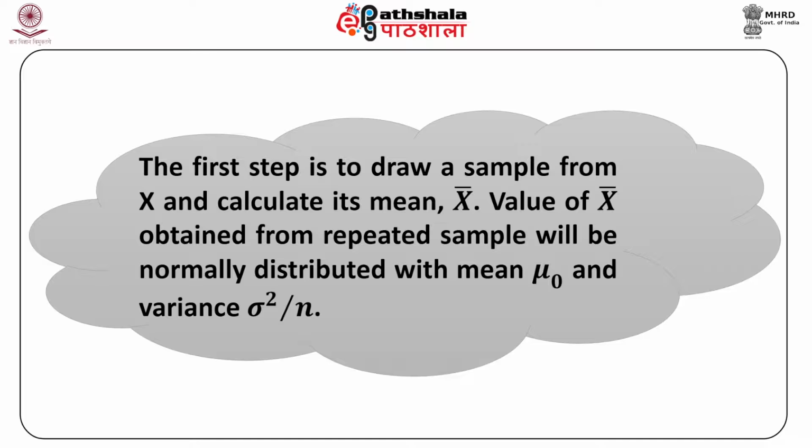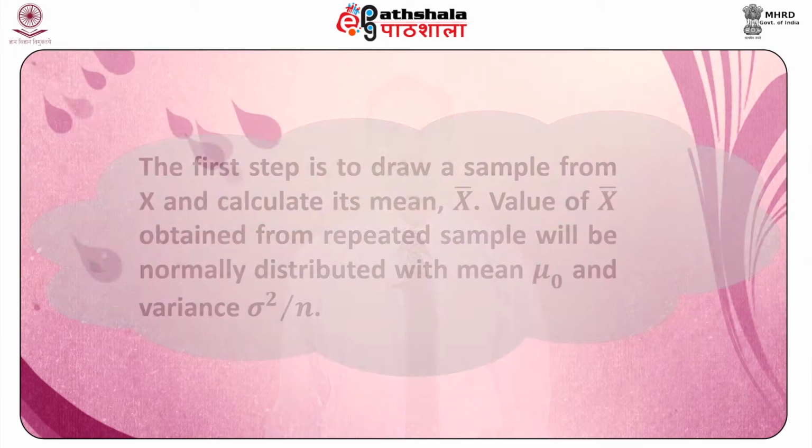Now the value of this x bar, which is obtained from repeated samples, will be normally distributed with mean mu 0 and variance sigma square by n. This is an inherent assumption which we generally make in our hypothesis testing. For estimation, this assumption of normality is not required, but for inference we have to make this assumption. Now, the null hypothesis being true resonates with the above explanation.